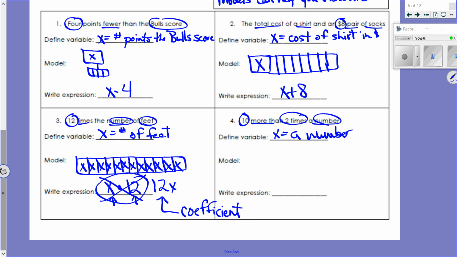Someone other than Devin. What do you think, T? What's our model look like?